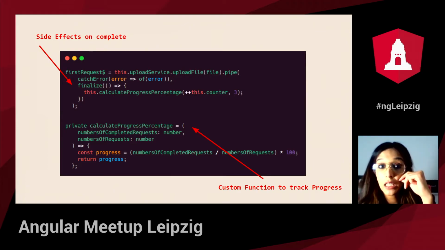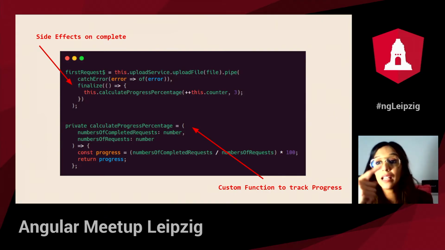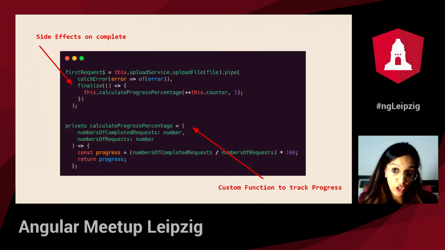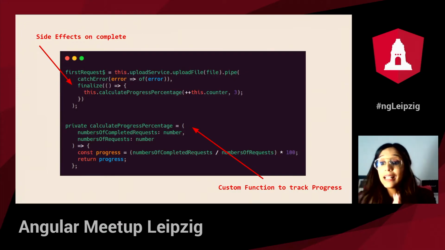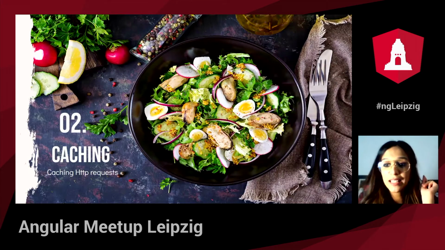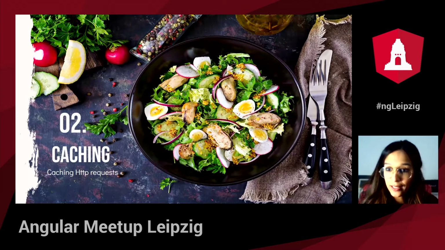We handled the case of bulk operations, the success, the error, and the side effects when every stream is finished. Well, this is the first use case, the first recipe. Let's move to the second one, which is the caching.